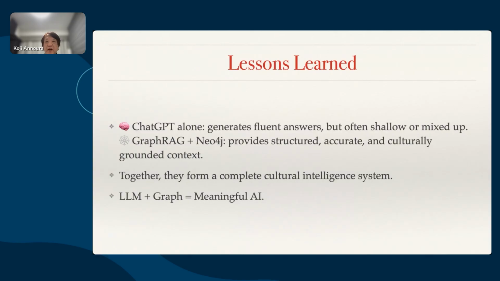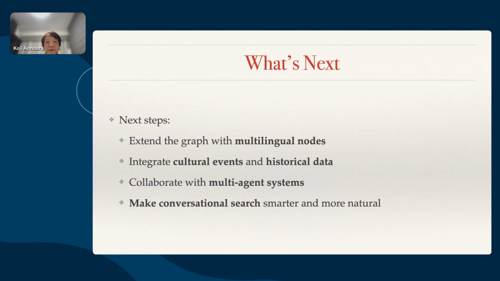ChatGPT alone generates fluent answers, but often shallow or mixed up. GraphRAG plus Neo4j provides structured, accurate, and culturally grounded context. Together, they form a complete cultural intelligence system. LLM plus graph equals meaningful AI.